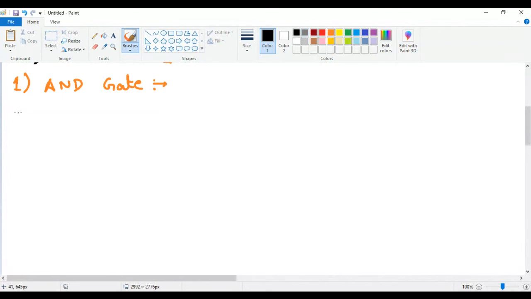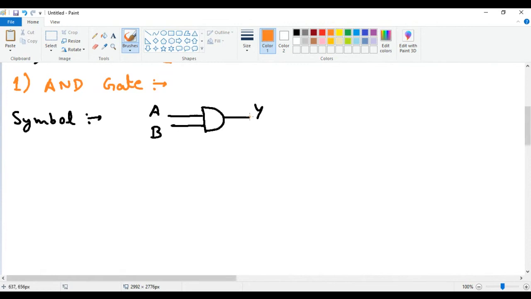Okay, so in case of the AND gate, what is the symbol of the AND gate? This is asked. So the symbol of the AND gate is like this. It will have two inputs and one output, right? So A and B are the two inputs and Y is the output. And how to calculate its output? The Boolean expression is A dot B. So the output is calculated by the product of both the inputs, right?